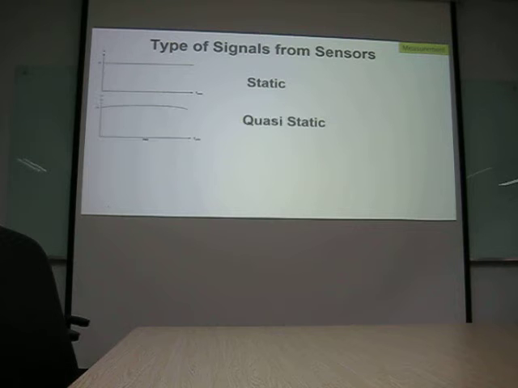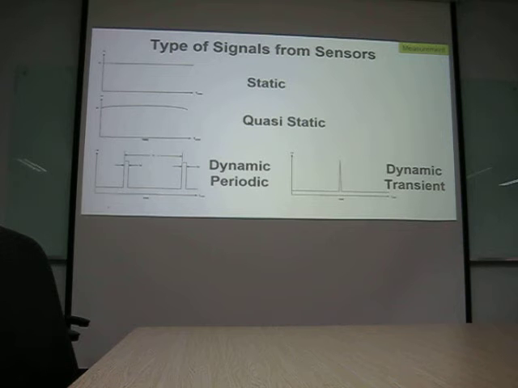The next one is what we call quasi-static. It moves very slowly, like when somebody just walks, as opposed to running, which is very fast. We call it quasi-static. The next level is dynamic, which means it moves very fast. When it moves very fast, we call it dynamic and periodic. It just keeps moving periodically. The next one is the most difficult, transient. Just like that.